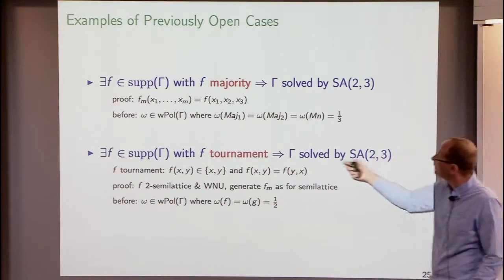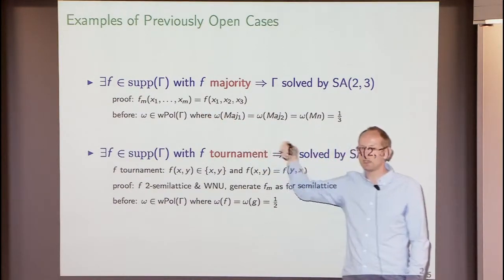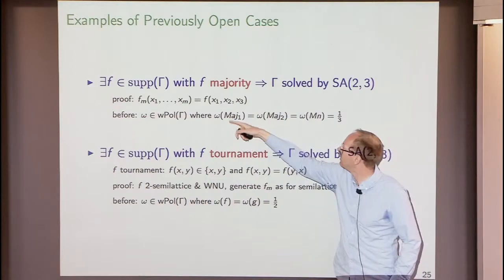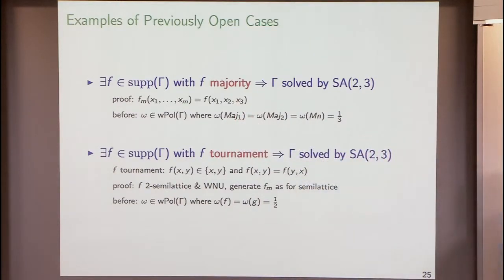What is the proof? Well, this is how you generate an Emery weak NU operation from the ternary one you start with, just like that. Just ignore the M minus the arguments. So this is just what was known before, some very special cases.